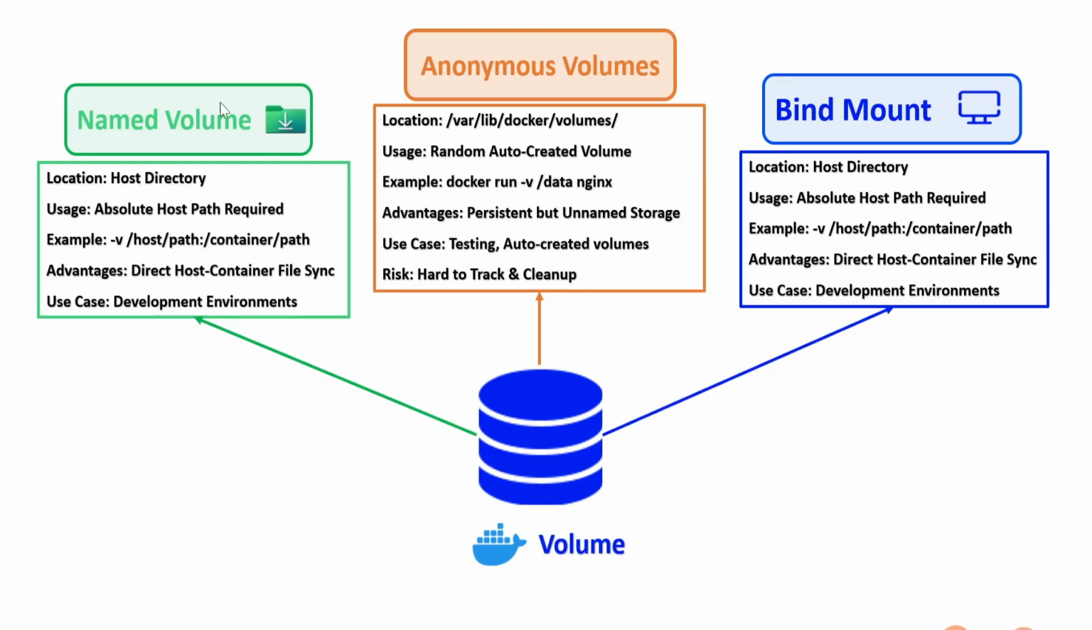So the difference between the named volume and bind mount is what? The named volume will be managed by Docker itself. Bind mount will be managed by us, and the data will be stored in our local, whatever directory we have created. In the named volume, the data will be stored inside the Docker managed directory.